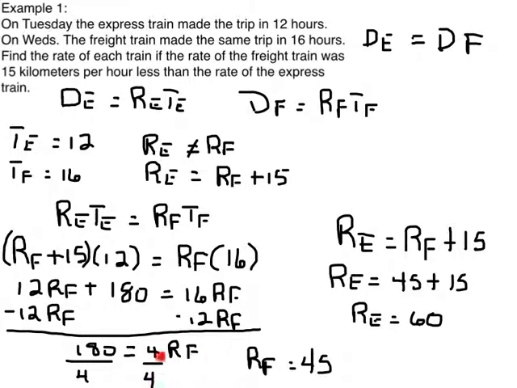When I divide by 4 to get RF isolated by itself, I'm going to find that the rate of the freight train was 45. Now, I don't know the rate of either train. Okay, so it said find the rate of each train. So I found the freight is 45, and I know that the express is the freight plus 15. So if I substitute that 45 in there, then I'm going to find that the rate of the express train was 60 kilometers per hour.